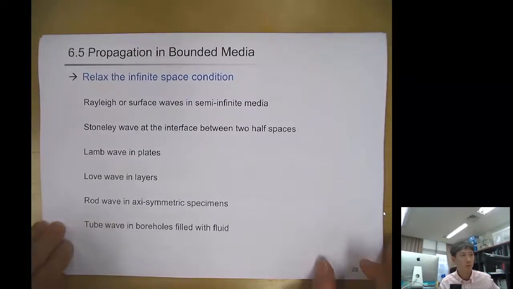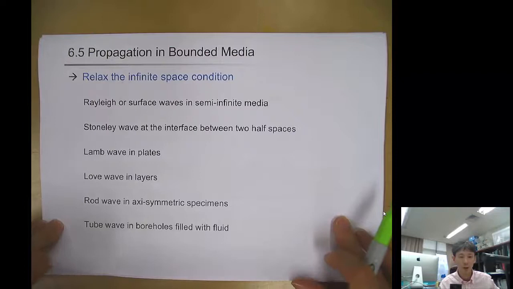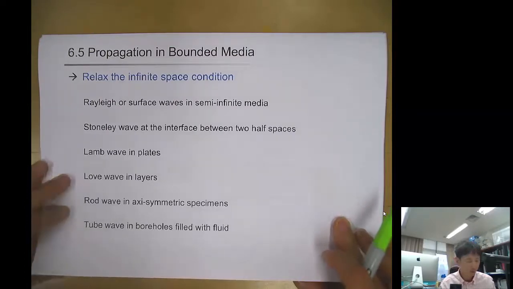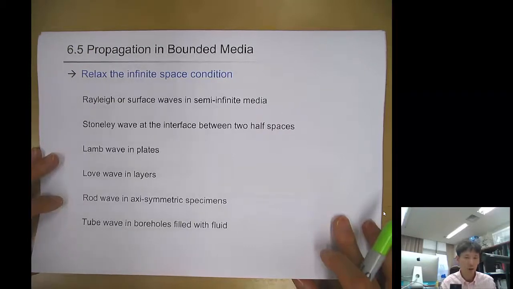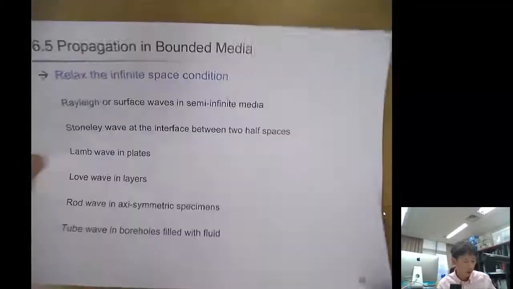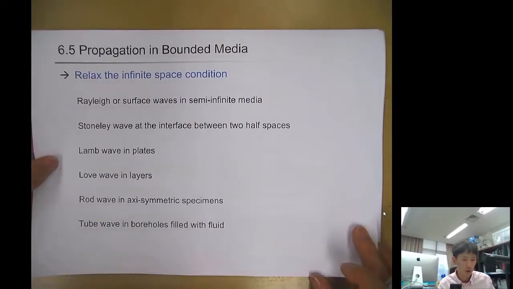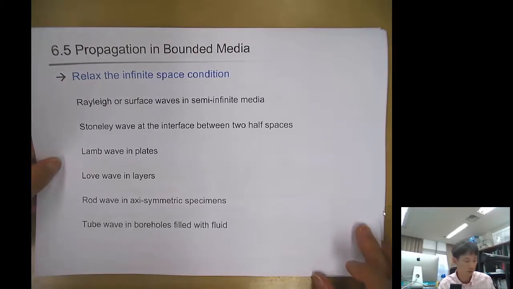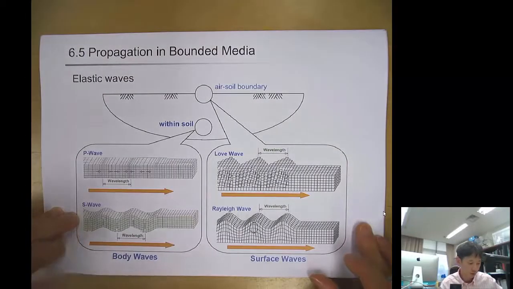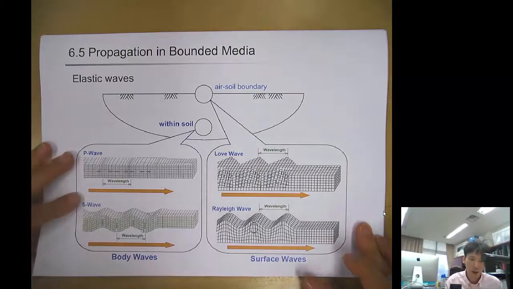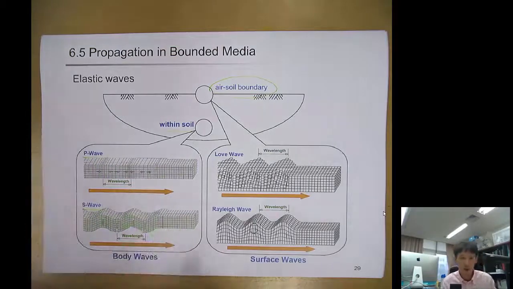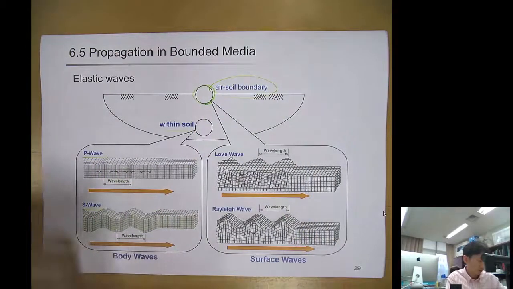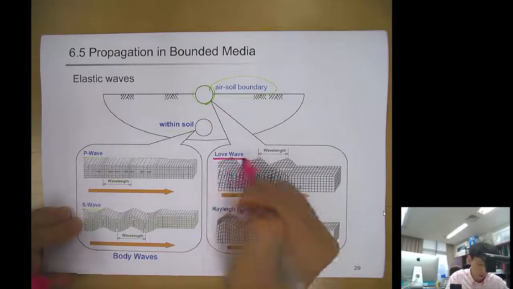So in mechanical engineering or some civil structural engineering, depending on the shape of the beam or structure, you get different wave modes. Today we'll talk about some representative and most frequently occurring wave modes in particulate media and earth materials. First one is when you have a semi-infinite medium like the air and soil boundary condition. Within the soil you have P wave and S wave, but at the ground surface, you get the Love wave and the Rayleigh wave.